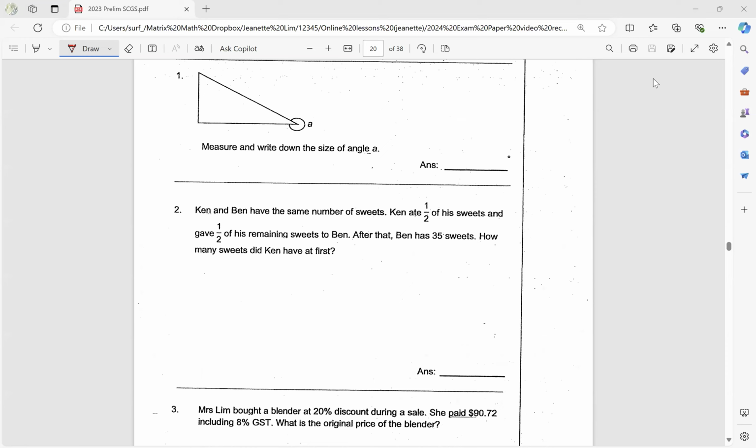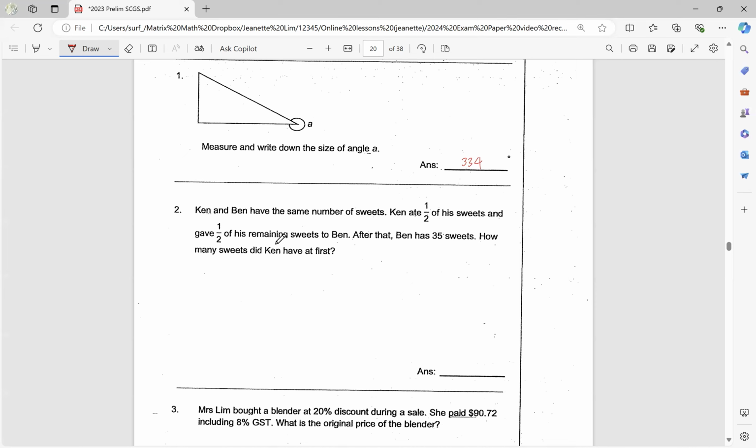So angle A is over here. It's a reflex angle, so it should not be anything less than 180. But what you can measure with your protractor is the angle on the inside. So use your protractor, measure that, then you take 360 minus that angle. So you should get 334 degrees. So 360 minus the angle that you measure on the inside, you should get 334 degrees.